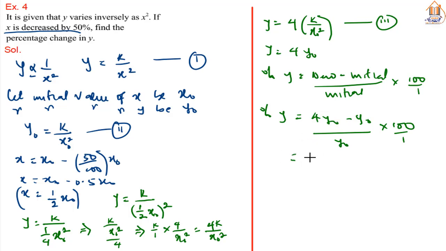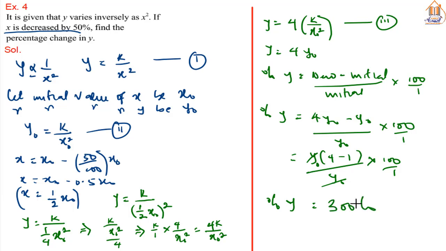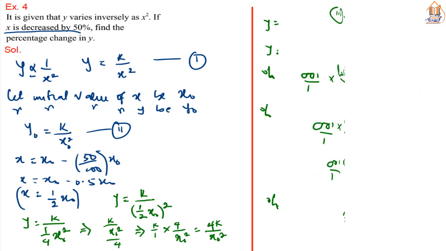Now we're going to factorize this. So we have it as y naught times 4 minus 1 close bracket all over y naught times 100 all over 1. So y naught cancels y naught. So we have 4 minus 1, which is going to give us 3, and 3 times 100 is going to give us 300. Therefore, percentage change in y is 300%. So that is our final answer when x is decreased by 50%.